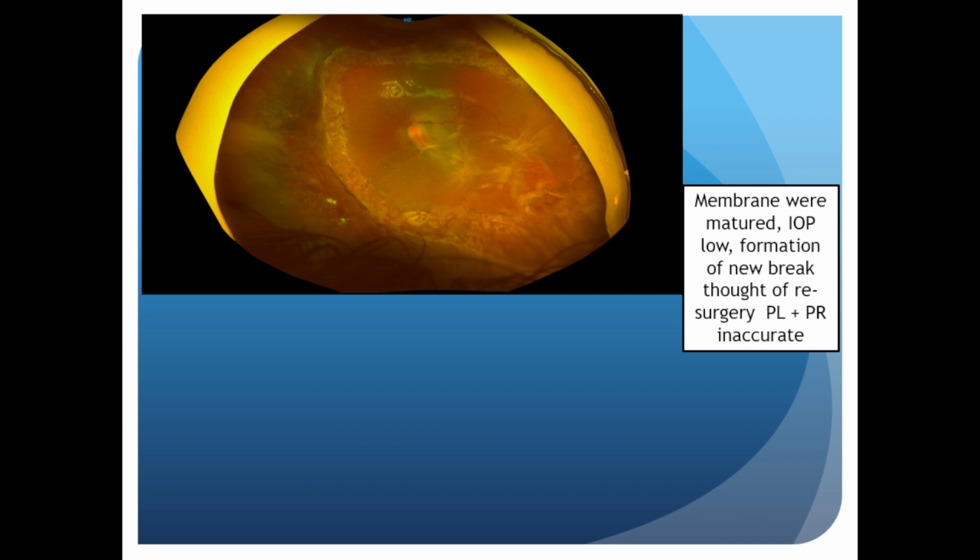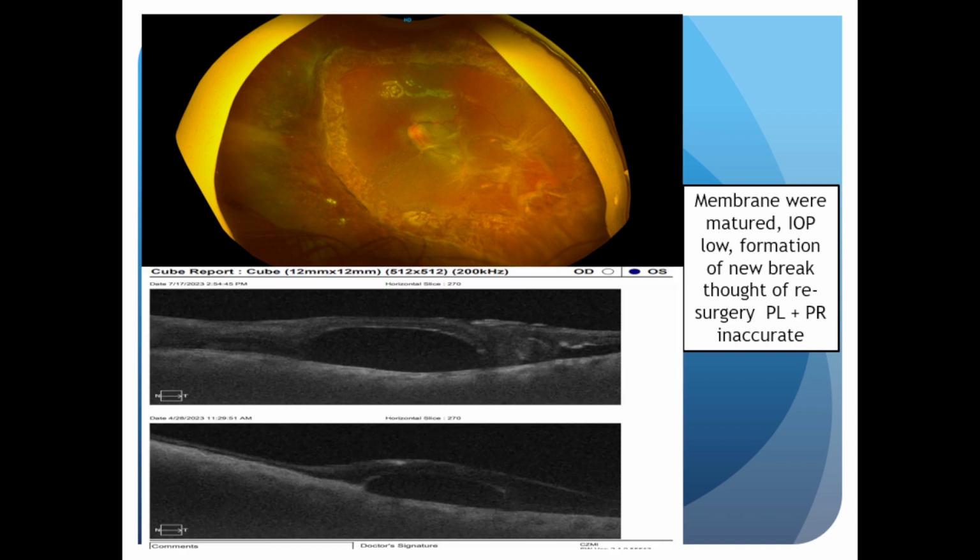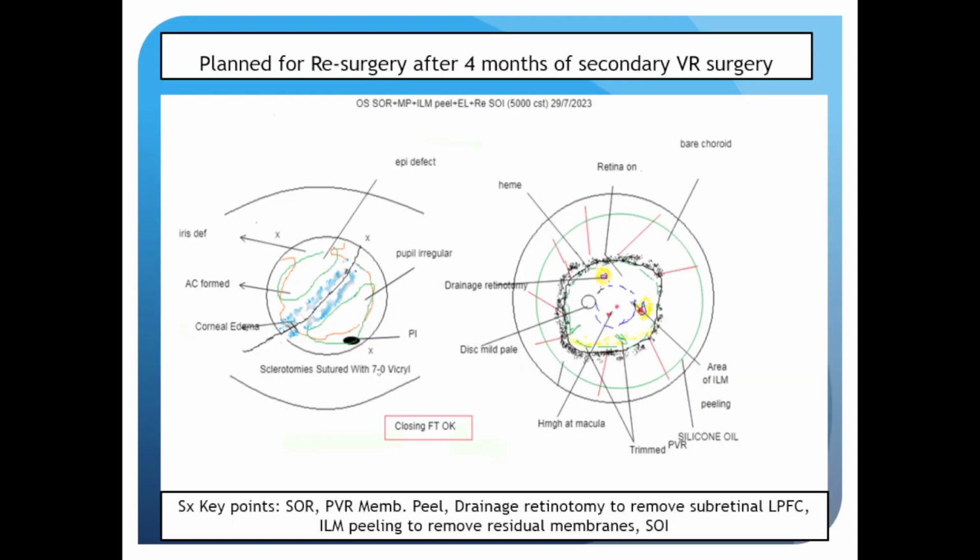So membranes were matured, IOP was low, formation of new break. We thought of resurgery in this patient. So this is the comparative scan. You can see the LPFC bubble here. Again, we have planned the surgery after 4 months.